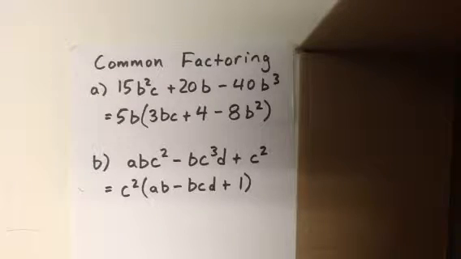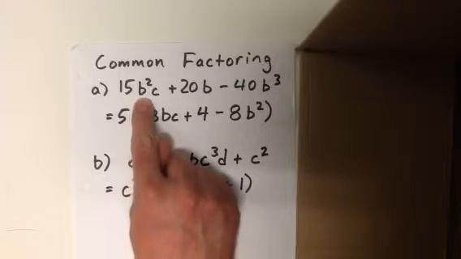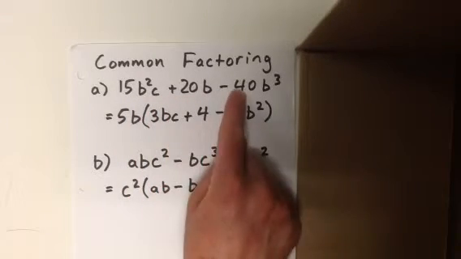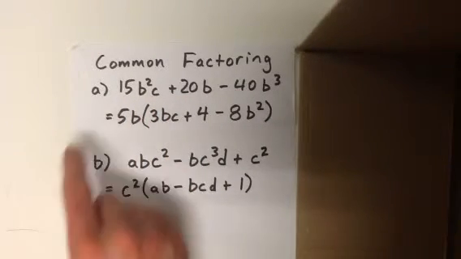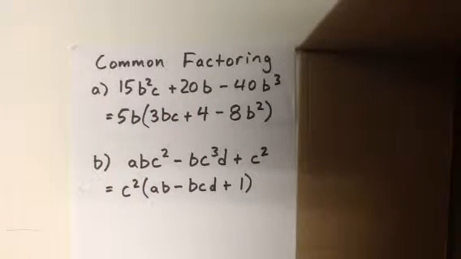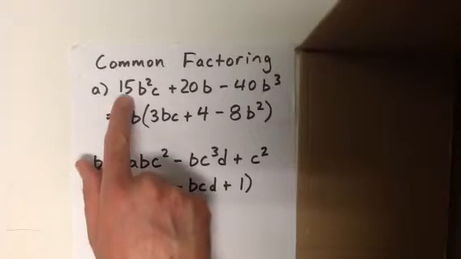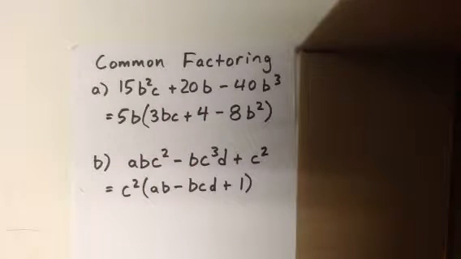In this video we're going to discuss common factoring. Our first expression is 15b squared c plus 20b minus 40b cubed. Well, we look at our three coefficients, 15, 20, and negative 40, and we see that we can common factor out a 5, because 5 divides evenly into 15, 20, and negative 40. And that's the largest factor common to all three of those coefficients.